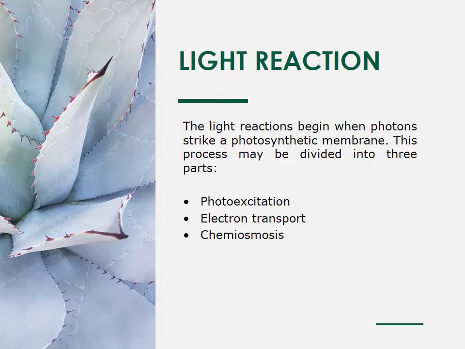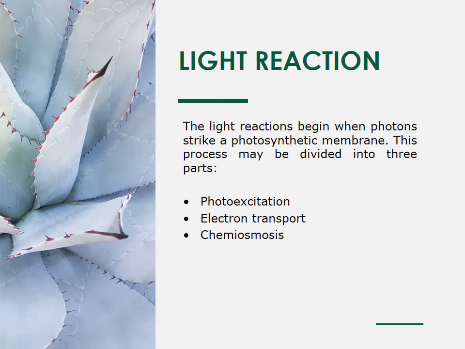And the second one is electron transport. Electron transport involves the transfer of excited electrons through a series of membrane-bound electron carriers, resulting in the pumping of protons through the photosynthetic membrane, which creates a hydrogen ion reservoir and eventually reduces an electron acceptor. So this electron transport is just the transfer of the excited electrons through a series of membrane carriers. And the third one is chemiosmosis.